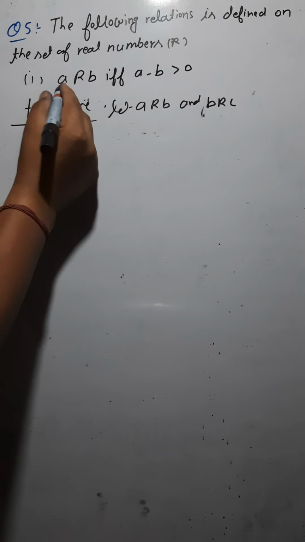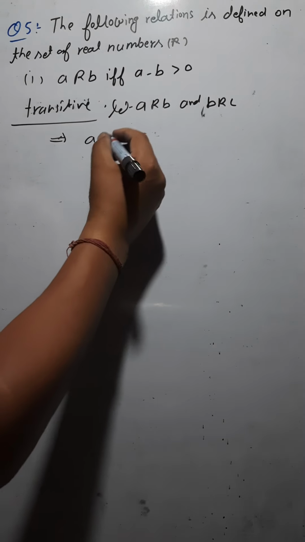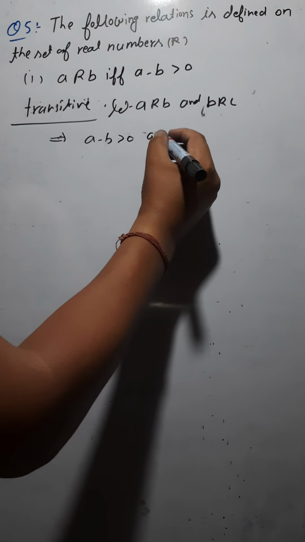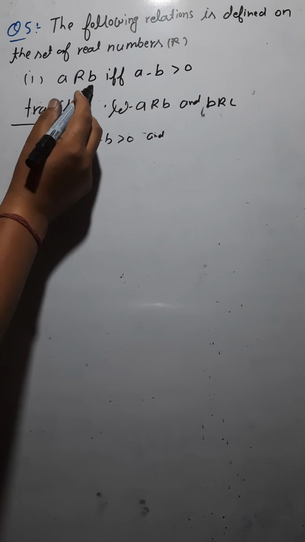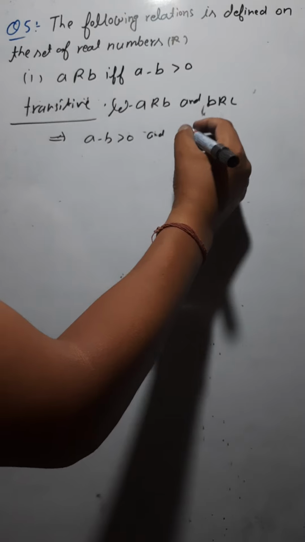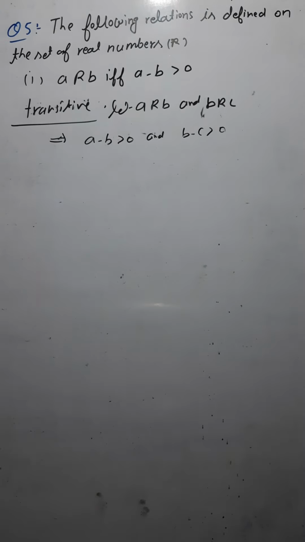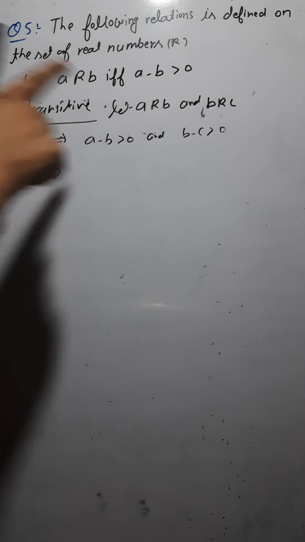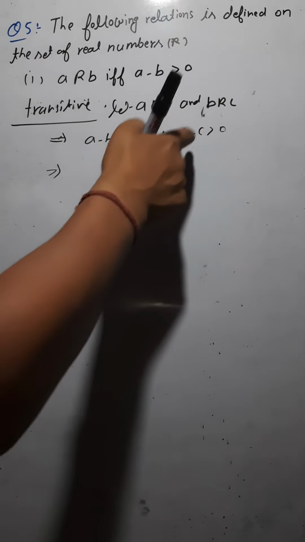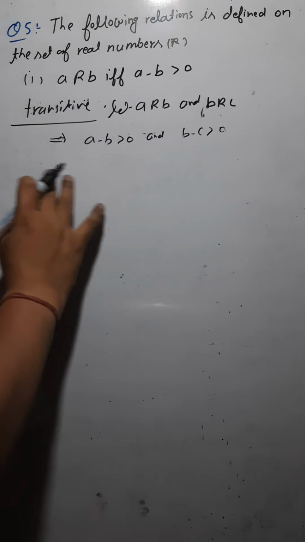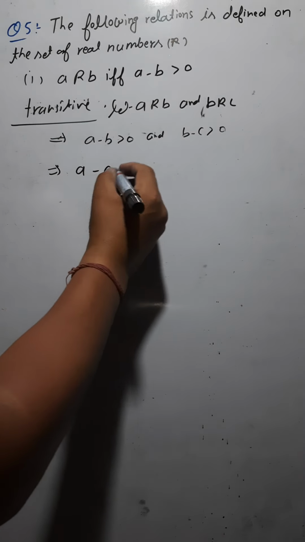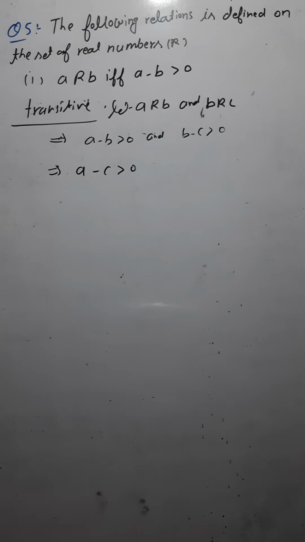If A is related to B, it implies that A minus B is greater than 0. And if B is related to C, it also implies that B minus C is greater than 0, isn't it? Now let me tell you, if A minus B is greater than 0 and B minus C is also greater than 0, can I write A minus C is also greater than 0? Is it correct? Just tell me.